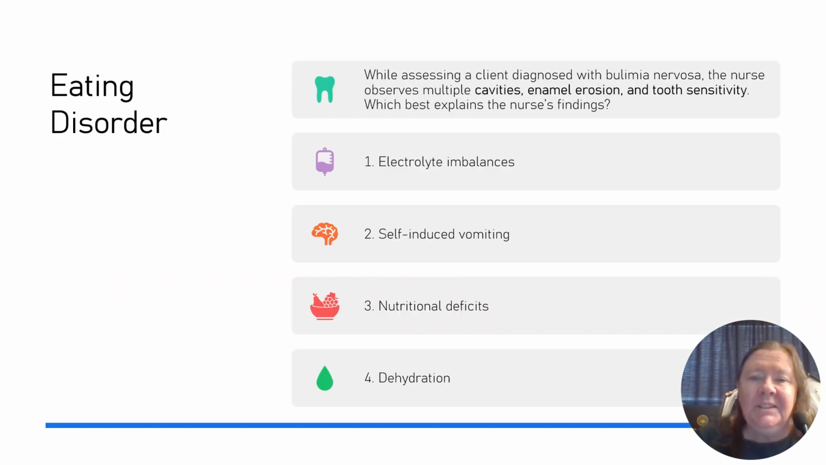While assessing a client diagnosed with bulimia nervosa, the nurse observes multiple cavities, enamel erosion, and tooth sensitivity. Which best explains the nurse's findings? Number 1, electrolyte imbalances. Number 2, self-induced vomiting. Number 3, nutritional deficits. And number 4 is dehydration. I'll give you a minute and we'll come back and talk about the correct answer.